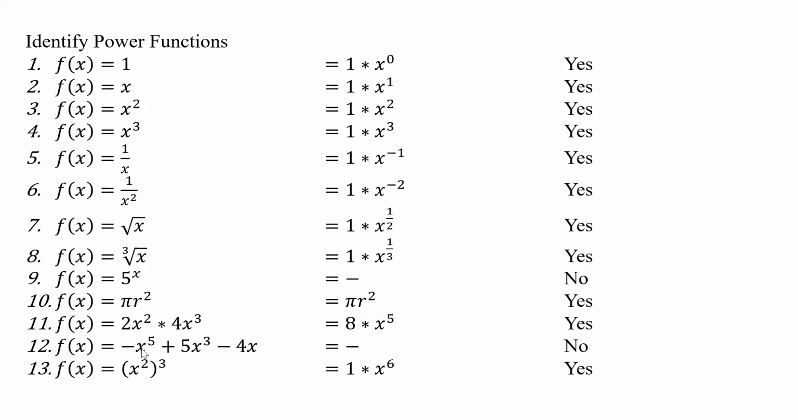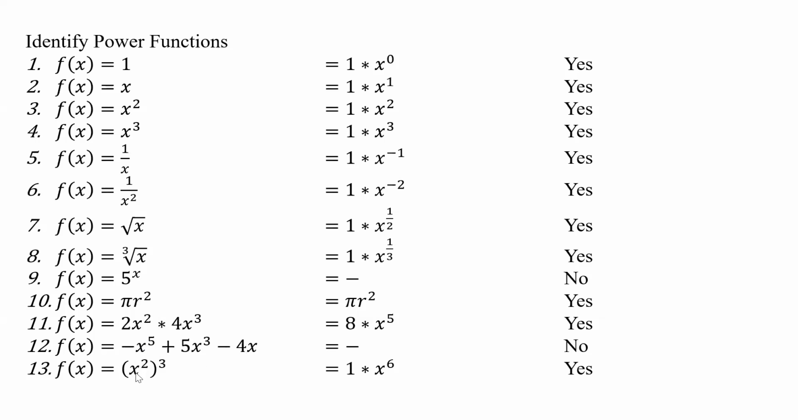Now the next one, we have three terms. They don't have the same exponents, so therefore we can't add and subtract them together. And so therefore this is not a power function. In fact, this is going to be a polynomial function once we get to that.